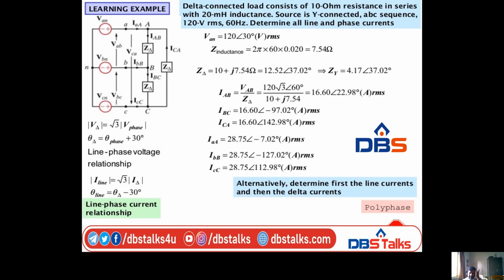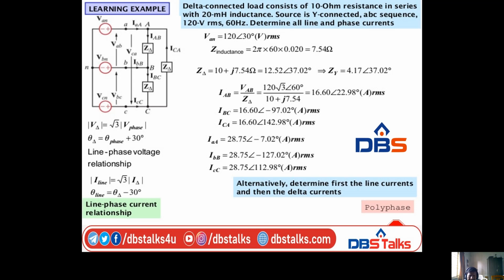A delta connected load consists of 10 ohms resistance in series with 20 millihenry inductance. Source is star connected. It is having ABC sequence, 120 volts RMS, 60 Hz. Determine all line and phase currents. They have given phase voltage VAN equal to 120 at an angle 30 degrees.